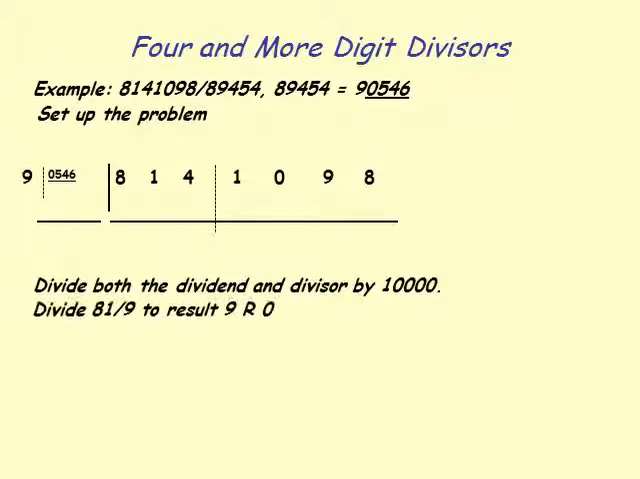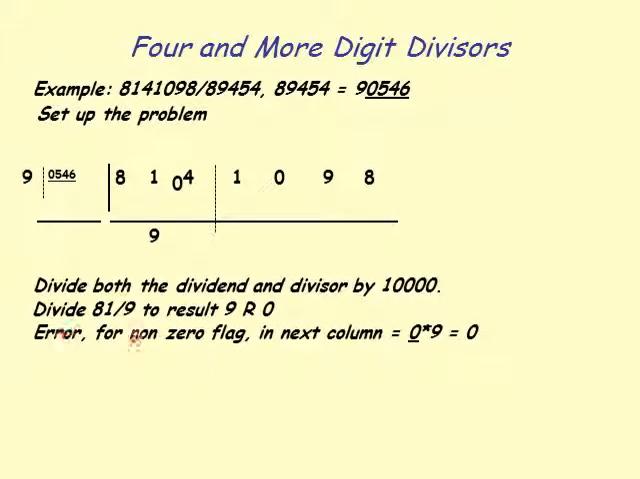Let's continue here. Divide 81. I got 81 divided by 9 is 9, remainder 0. Okay, so I got 9, remainder 0. Let's continue. The error for the non-zero flag digits: I got 9 here. We are multiplying, working from left to right. So I multiply this 9 with a negative 0, and the adjustment for error in the next column is 0. Negative 0 times 9 is 0.